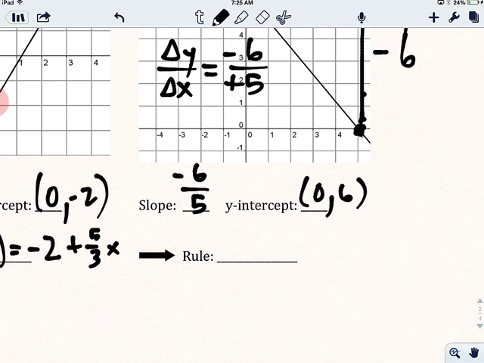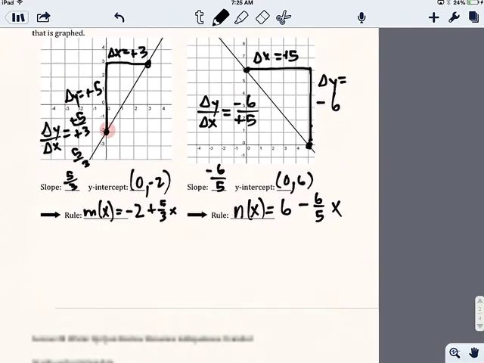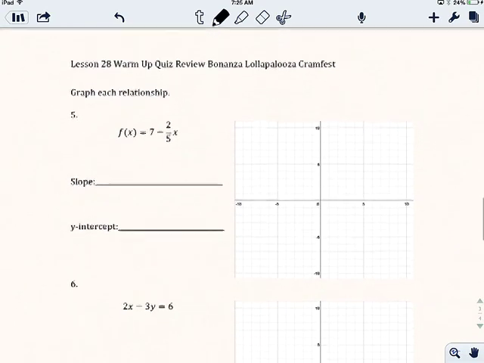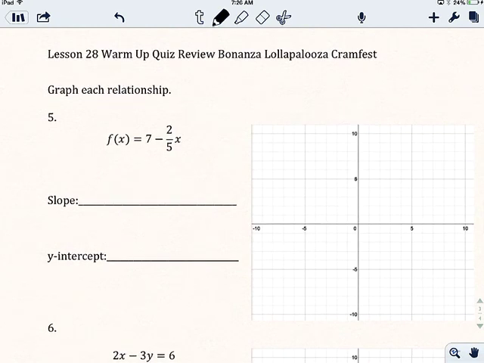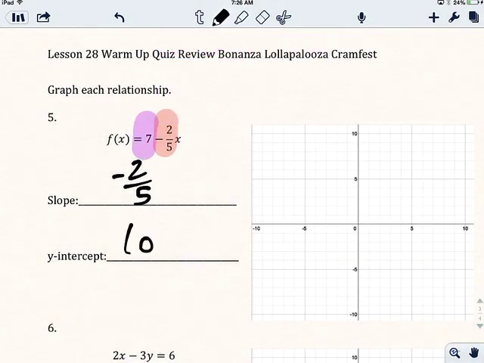And so my rule, n of x, is going to be the constant 6, because that's my y-intercept, minus 6/5 x, because the slope always goes next to x, or the variable that you're using. All right, moving right along. Let's graph each relationship. And so I'm going to start by identifying the slope and y-intercept. The slope is next to the variable. So my slope here is negative 2/5. And then my y-intercept is the constant. And so that's 0, 7.